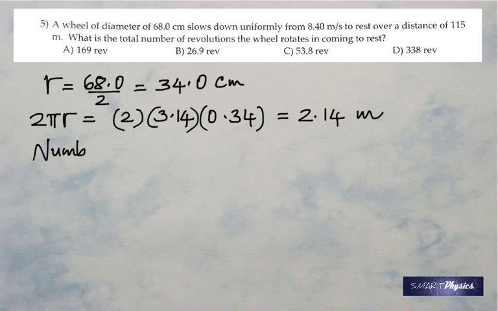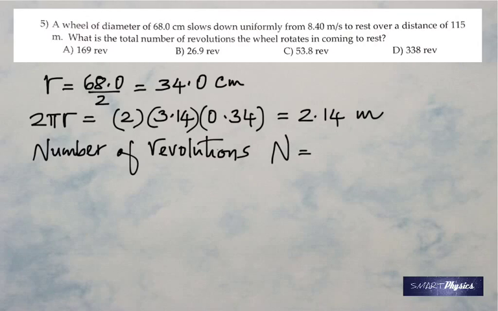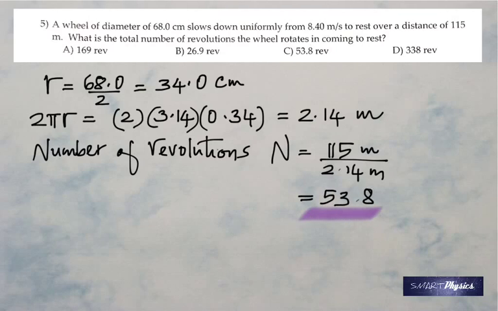Now the question says that it moves over a distance of 115 meter. So if you divide 115 by 2.14, you are going to get the number of revolutions, because the distance moved in one revolution is 2.14. So when you divide that, you get 53.8 as the number of revolutions. Quite easy.